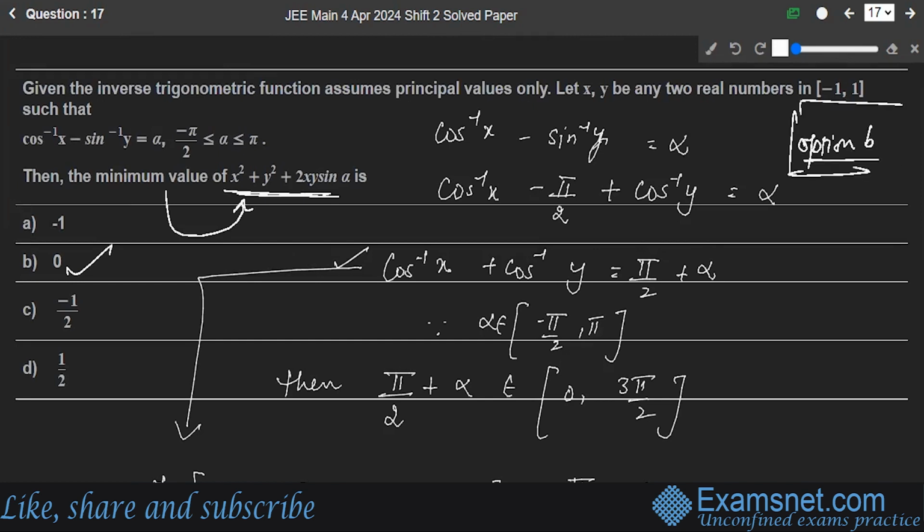You have option B as the correct answer. Hope you're clear with this. Let's move to the next question.